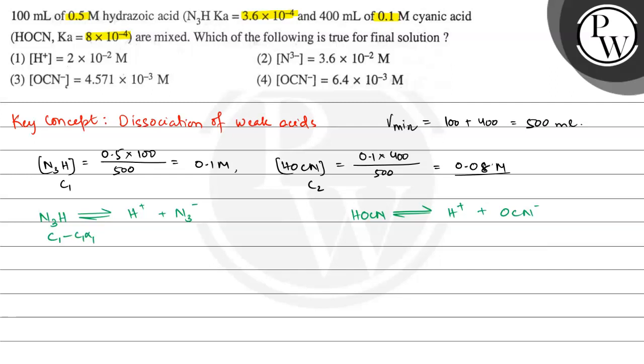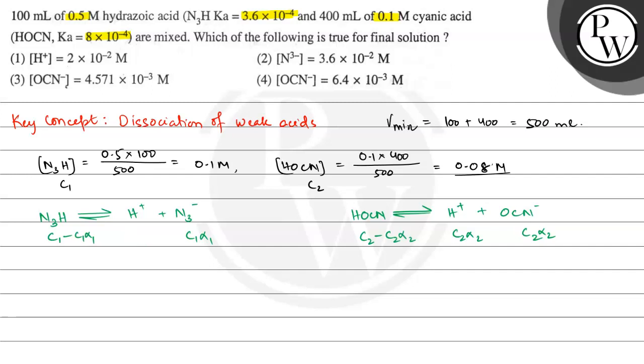So amount of H plus that is formed is C1 alpha 1, and amount of N3 minus that is formed is C1 alpha 1. Similarly for HOCN we had C2 concentration at first, जिसमें से कि C2 alpha 2 dissociate हो चुका है. So H plus concentration will be C2 alpha 2, and OCN minus concentration will be the same, that is C2 alpha 2. But ये दोनों जो एसिड्स हैं वो सेम सॉल्यूशन में प्रेजेंट हैं. So दोनों में H plus प्रेजेंट है. So the amount of H plus will be added up. So H plus concentration will be equal to C1 alpha 1 plus C2 alpha 2, जो दोनों के समेशंस हैं.